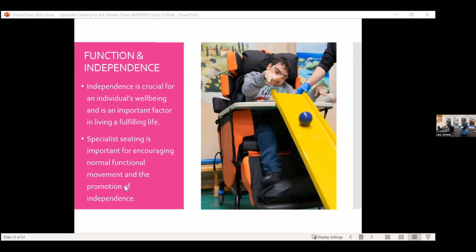Specialist seating plays a crucial role not only in safeguarding the various body segments and minimizing the potential for secondary complications, but also to facilitate natural functional movement and fostering independence. Maintaining a stable posture has proven benefits as it enables the individual to more actively participate in social activities, whether at home, school, or work.